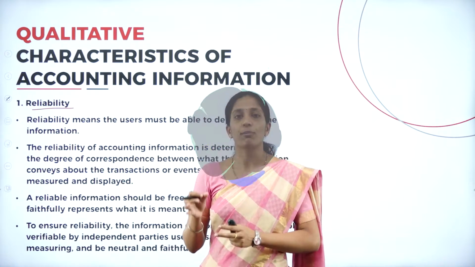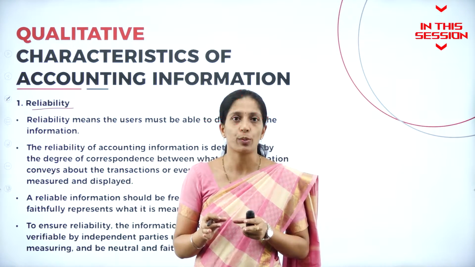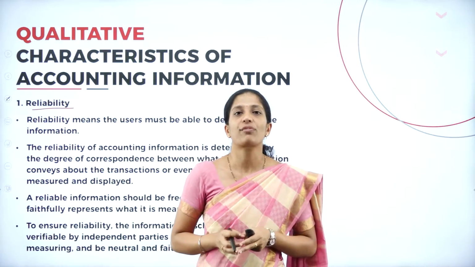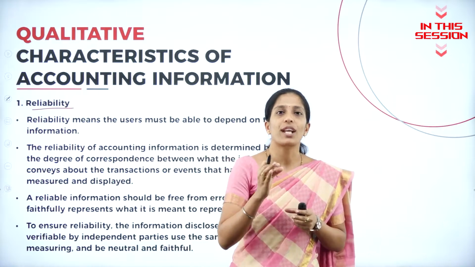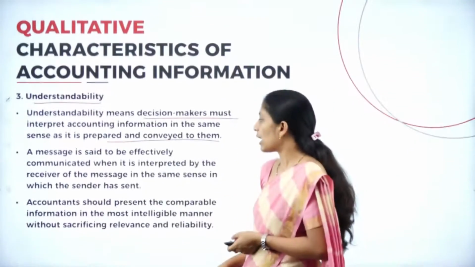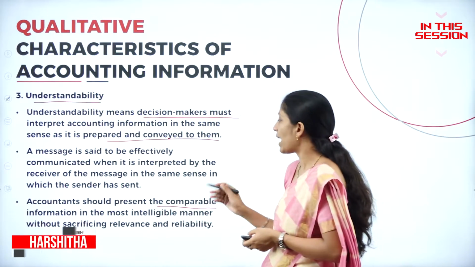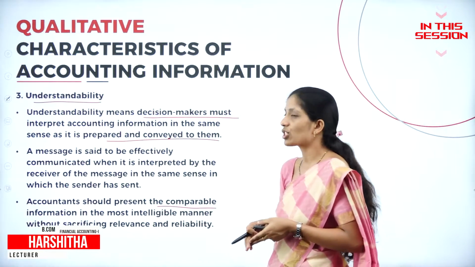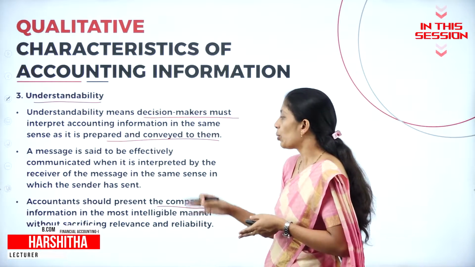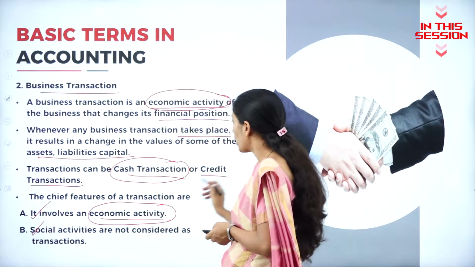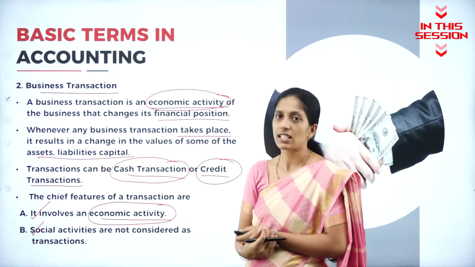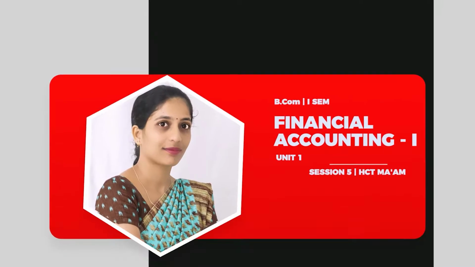The accounting information should be presented in such a way that the users of the accounting information have to depend on that in order to take the right decisions. The accountant should present comparable information in the most intelligible manner without sacrificing relevance as well as reliability. There are two types of transactions. One is cash transaction, the other one is credit transaction.